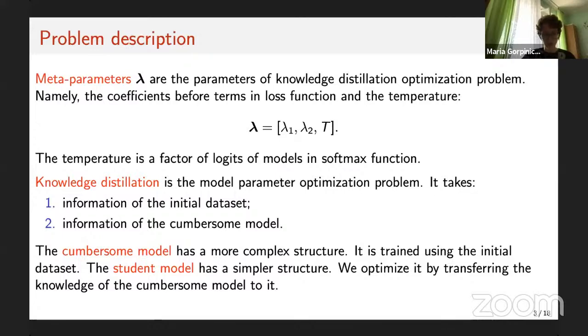Metaparameters are the parameters of the knowledge distillation optimization problem, namely the coefficients before the terms in the loss function and the temperature. The loss function is a sum of the likelihoods of the initial dataset and the distillation dataset. Temperature is a factor of the logits of models in the softmax function. Knowledge distillation is a model parameter optimization problem that takes into account not only information contained in the initial dataset, but also the information contained in the cumbersome model. The cumbersome model, which has a more complex structure, is trained using the initial dataset. The model of simpler structure is optimized by transferring the knowledge of the cumbersome model to it, called the student model.